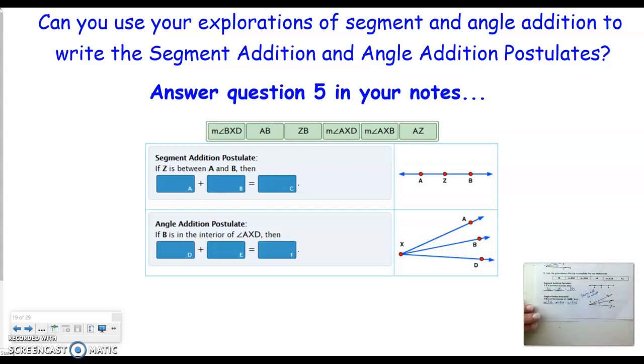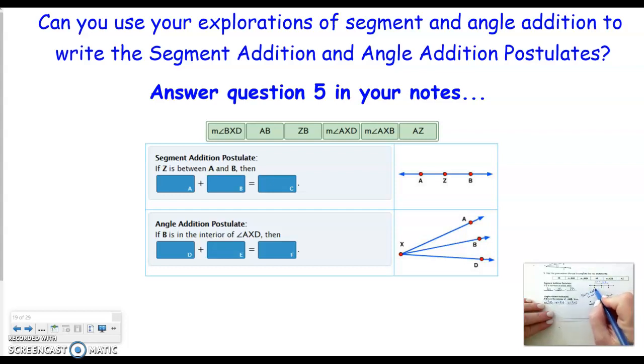Okay, so before we move on to the next part of our notes, I just want to show you a couple of examples similar to what you might have on your homework tonight. So you might have a drawing similar to the one that's given here for our angle addition postulate, and you might be given the fact that the distance between A and Z is x plus 3, and maybe Z to B is x minus 2.